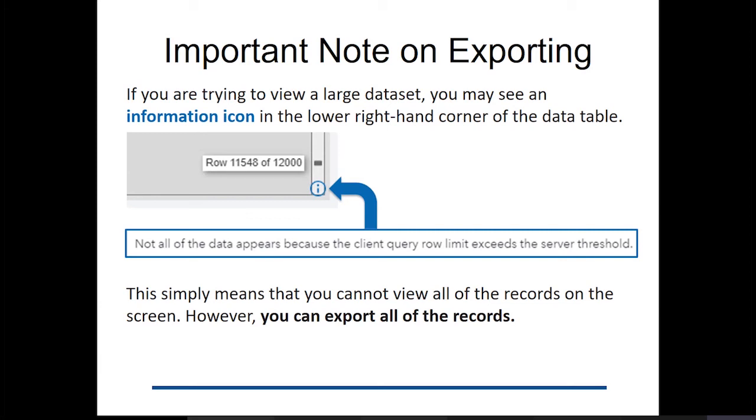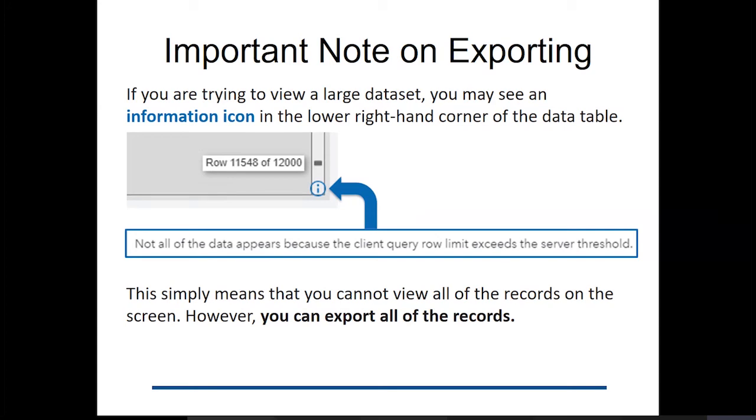In this screenshot, I've taken a shot of a data table I'm working with that has 12,000 rows. There's also a little information icon appearing at the bottom there. That blue information icon, that lowercase i, when I click on it, it provides a little more information, and it says that not all of the data appears because the client query row limit exceeds the server threshold. Basically, that's a limit that SAS puts on the data, mostly for mobile, to allow the reports to render a little bit more quickly. But it becomes an issue when you want to look at your larger data sets.